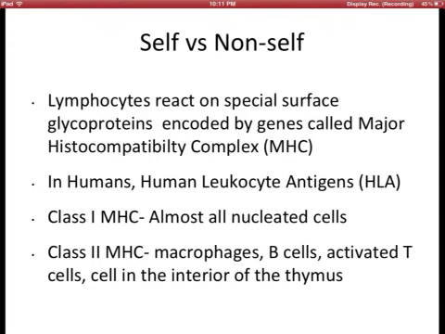Ito nga yung sabi ko hindi na natin discuss. Class 1 MHC, almost all nucleated cells. So, let's say your cells in your eyes, cells in your stomach, cells in your skin. Okay? So, sino yung merong class 2 MHC? Mostly, these are your immune cells: macrophages, B cells, activated T cells, cells in the interior of the thymus. So, they are the ones na naghahanap.